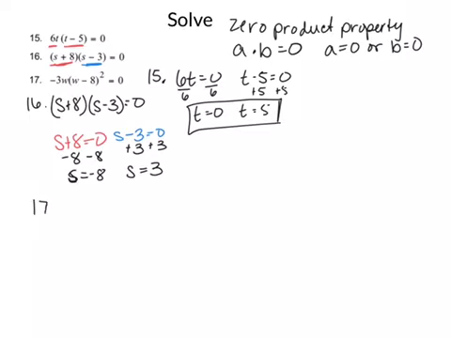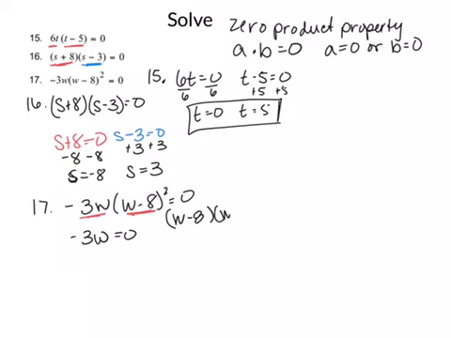Number 17, negative 3w times w minus 8 squared equals 0. So here's my A and my B, two separate. So negative 3w equals 0. And w minus 8 squared means w minus 8 times w minus 8, but they're going to give me the same answer. So I really only need to just do it once.